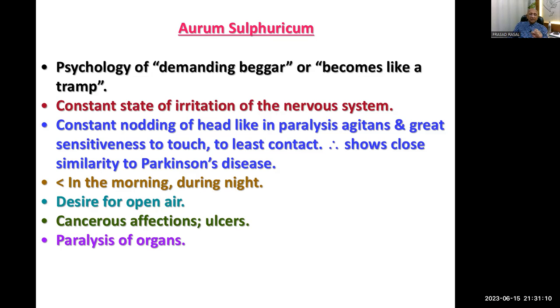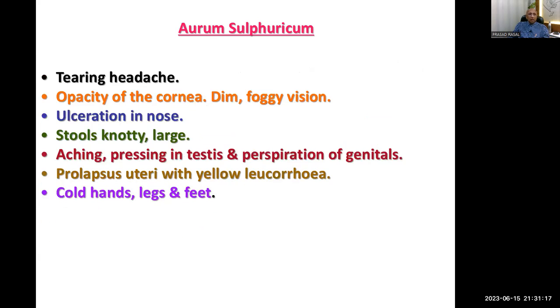It is also a good remedy for cancerous affections where ulcerations are persistent, and for paralysis of the organs. Headache is very characteristic: tearing headache associated with corneal opacity and dim, foggy vision. Generally an old age remedy. There is ulceration in the nose, stools are not too large, aching and pressing in the testes with perspiration around the genitals, prolapsus uteri with yellow leukorrhea, close like aurum muriaticum natronatum, and cold hands, legs, and feet. That is another important thing which is not common with sulfur, but is present with this aurum sulfuricum.